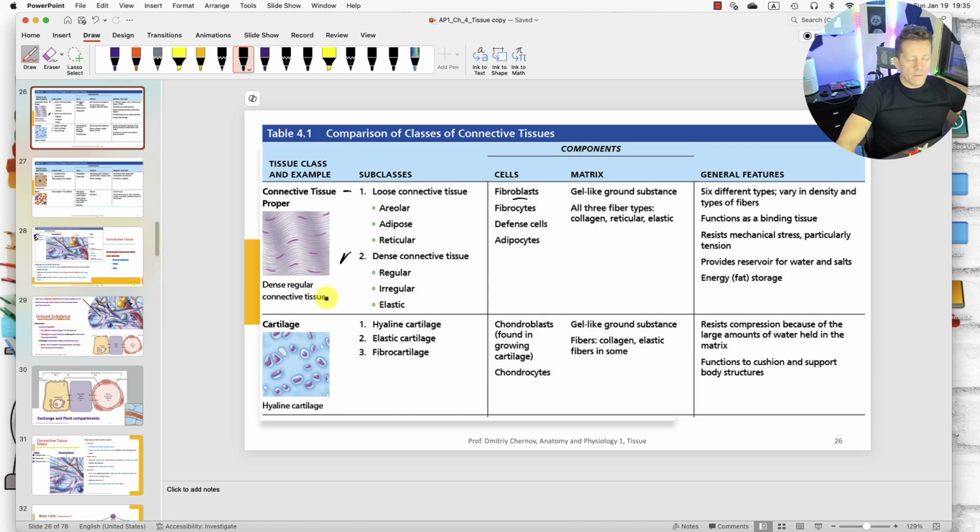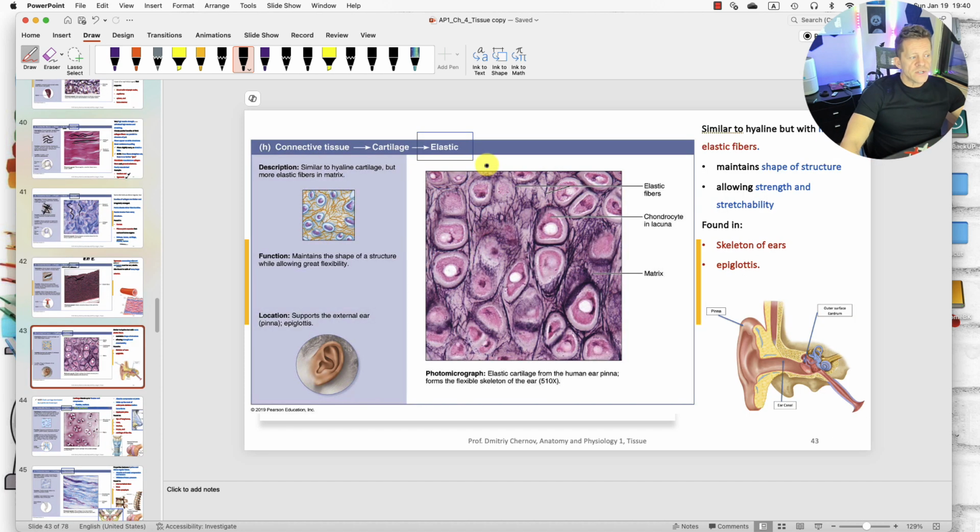Then another category, cartilage. Cartilage is a gel-like ground substance similar to collagen. Here they have a different look, they're kind of circular, not necessarily oval, and there's a nucleus in between. The cartilage resists compression because of the large amount of water that's within the matrix. The major function is to cushion and support body structures, and usually we find them within the joints. We will be talking a lot about the joints in the skeletal system. So here's an example of the cartilage.